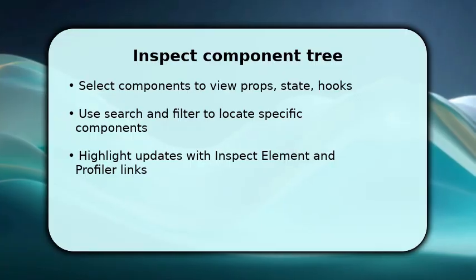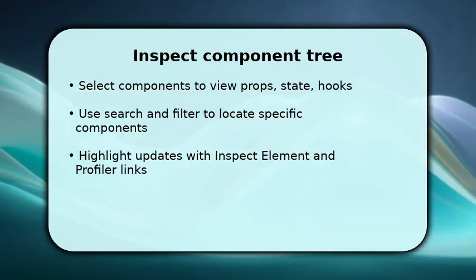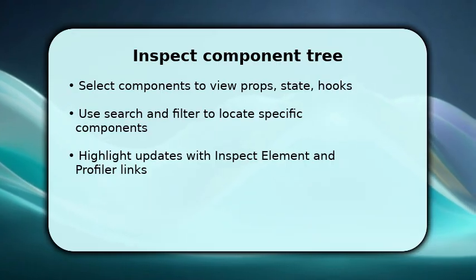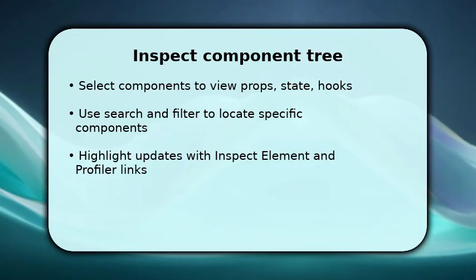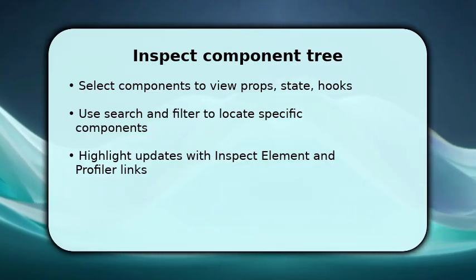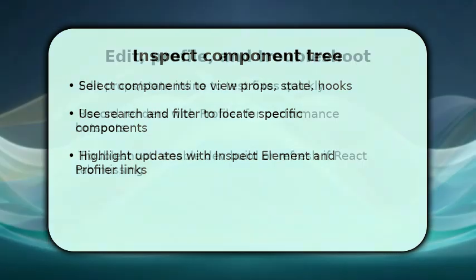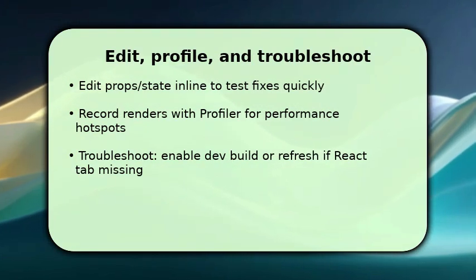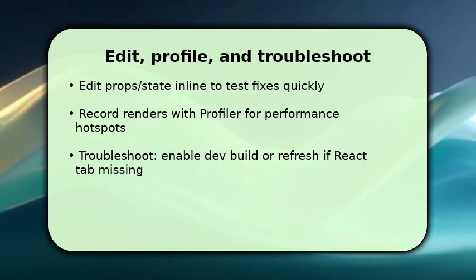Make sure to use the search box to find components by name and the filter toggles to reduce noise. Also, use the small inspect icon to highlight the DOM node in the page, so you can map virtual components to actual elements visually. You finish by actively changing props or state inline to validate fixes without code rebuilds. This is fast for iterative troubleshooting.